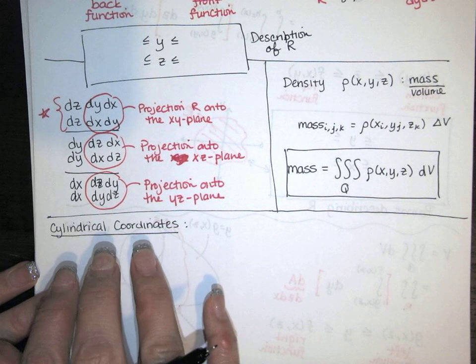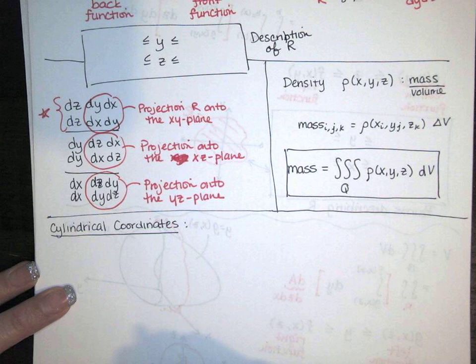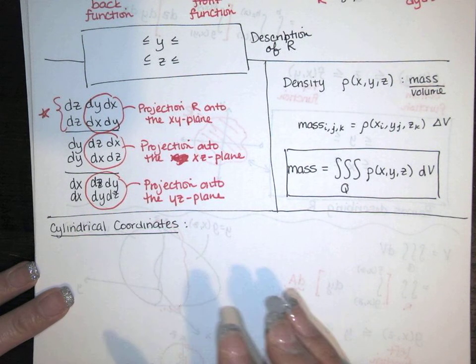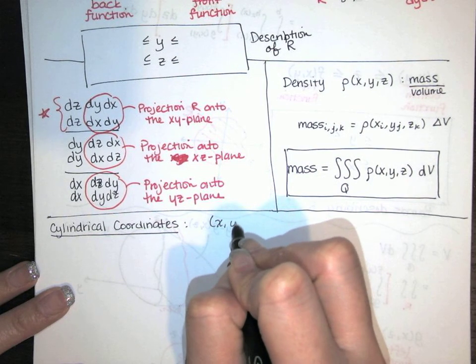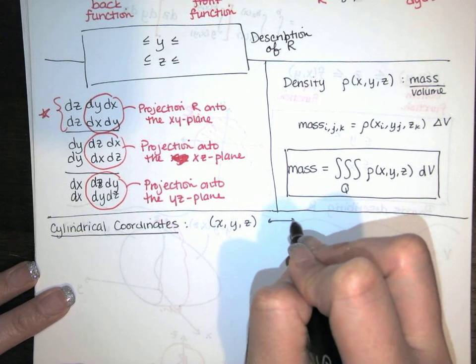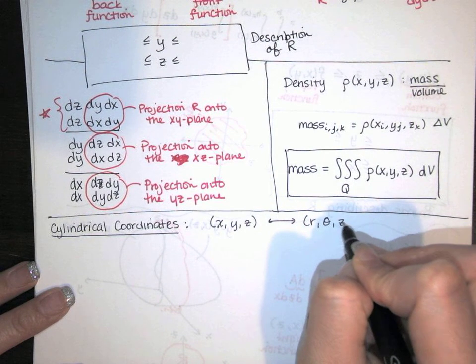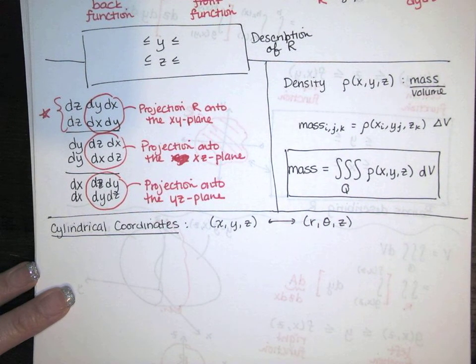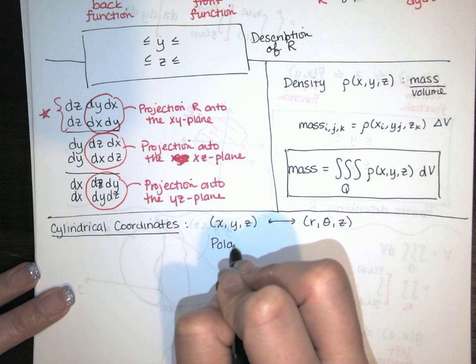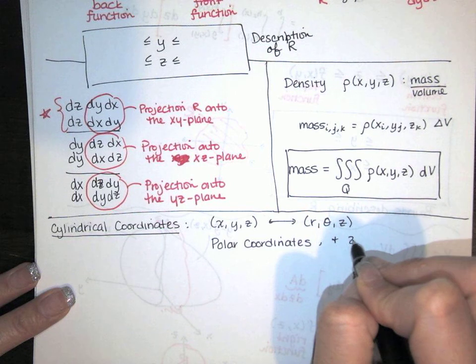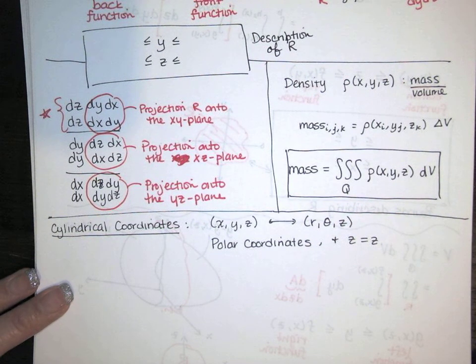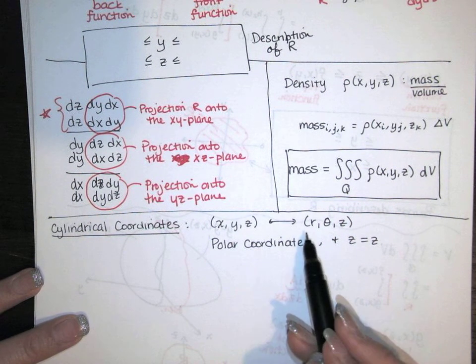These are coordinates representing x, y, and z, like three spatial variables. But instead of representing points as x, y, and z, we're going to convert from x, y, and z to r, theta, and z. And this is really not that difficult at all because we've already studied polar coordinates. Cylindrical coordinates are just basically polar coordinates, and then you just add the z on.